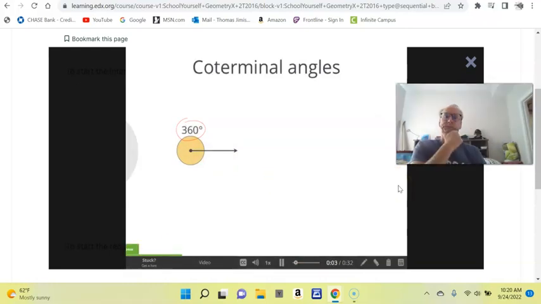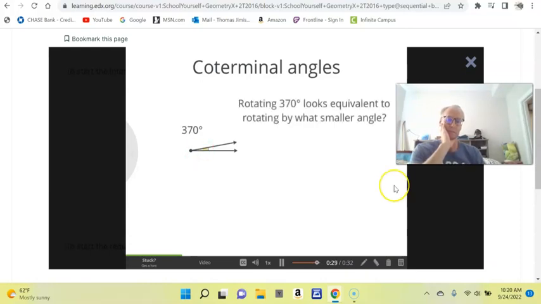Exactly. There are 360 degrees in a full rotation. Now there's no rule that says 360 degrees is the most you can rotate. So let's take this line and rotate it just a little more than 360 degrees. So we've rotated this line by 370 degrees. If you didn't actually see the rotation, you'd say that it looks like the line rotated by a much smaller angle, this angle over here. So which smaller angle does a 370 degree rotation look like?